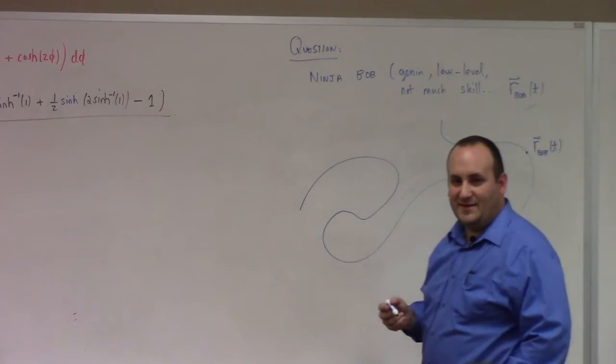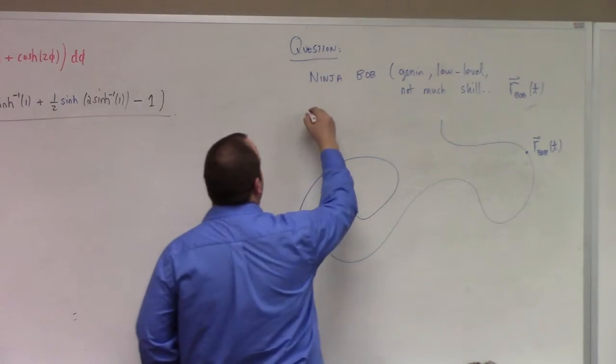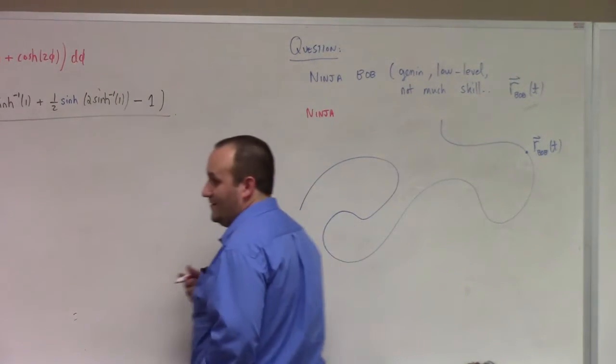And then you can imagine another ninja. Let's say ninja, I need a name. What do you want to call him? It could be a her.